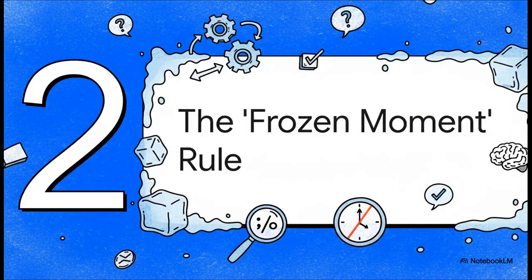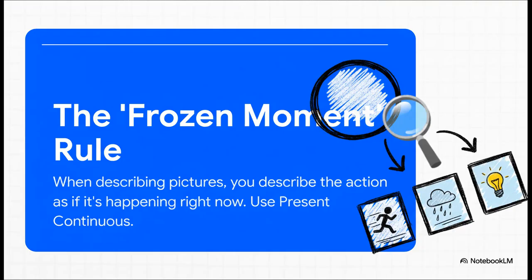So what's the trick to remembering this? Let's give it a name. We'll call it the frozen moment rule. It's a really simple way to think about it. And once you get it, this problem is solved for good. Okay, here's the key. When you look at a picture, you have to imagine you're describing one single moment in time that's been frozen. You're describing the action inside that frozen moment as if it's happening right now. And that means you always have to use the present continuous. That's your is or are plus a verb with ing at the end.